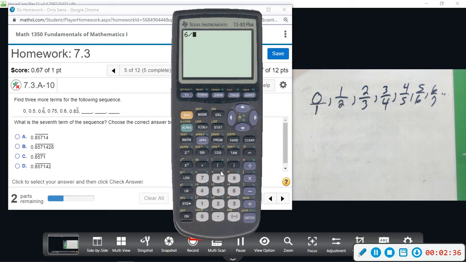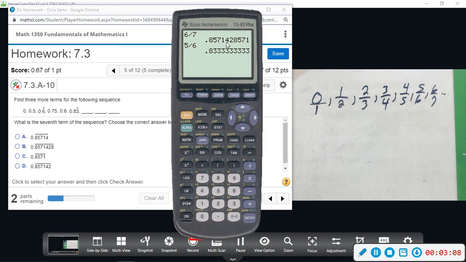So 6 divided by 7, we get 0.85. Let me go back one and say 5 divided by 6, maybe we miscounted, just to make sure. Yes, that's 0.833. So 6 divided by 7, we get this 0.8571, and it looks like all of these start out 0.8571. Okay, so we keep going.